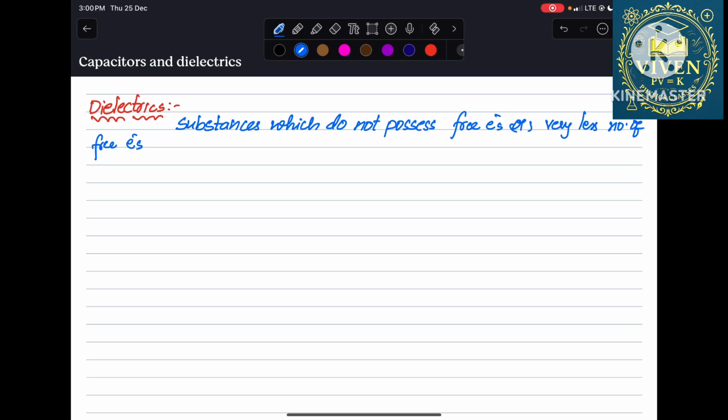And why are these free electrons needed? For what purpose do we need them? To constitute electric current. Such substances which do not possess those free electrons are called dielectrics, and these materials are called dielectric materials. There are different types of them, as per the classification.